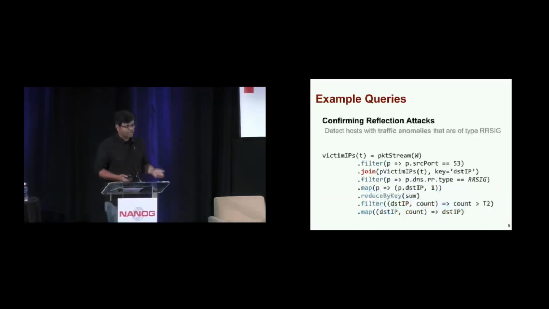Another example is if you want to confirm this reflection attack, so you want to detect hosts which showed the traffic anomalies and are of the type RRSIG, right? It's a very simple transformation. The key operator to notice here is the join operation, in which, from the previous transformation, I was able to extract the potential victim IPs, and I join that with the packet stream again, and then apply a filter checking if it's of the type RRSIG. Then do some map and reduce, get a sense of whether it exceeds a pre-specified threshold or not, and report the destination IPs.